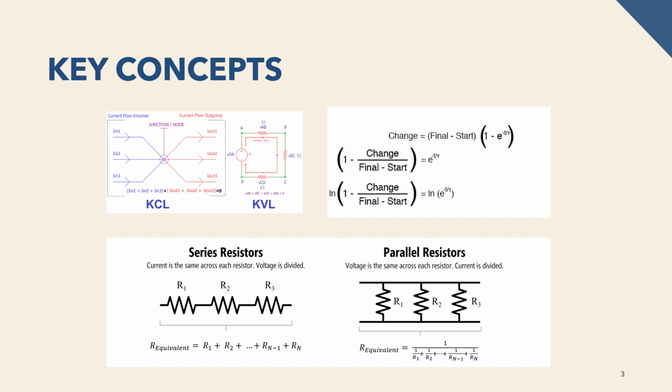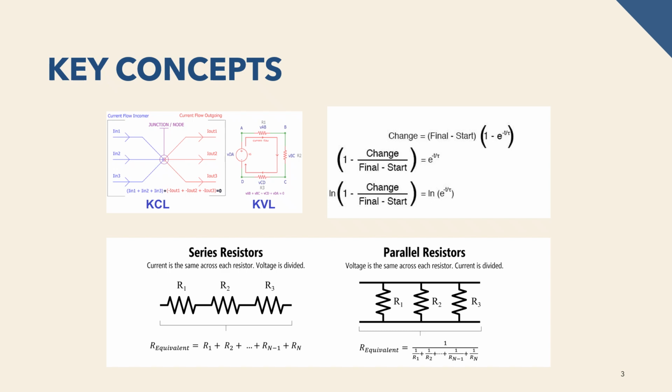So Kirchhoff's current law states that the flow of current in must equal the flow of current out at a certain node, while Kirchhoff's voltage law states that all the voltages must sum to 0 within a circuit. Then the other key formula is for the time constant, as shown on the right.